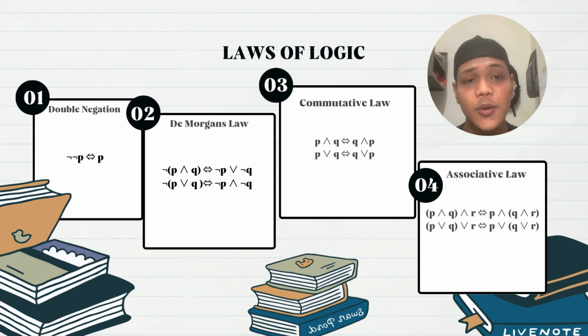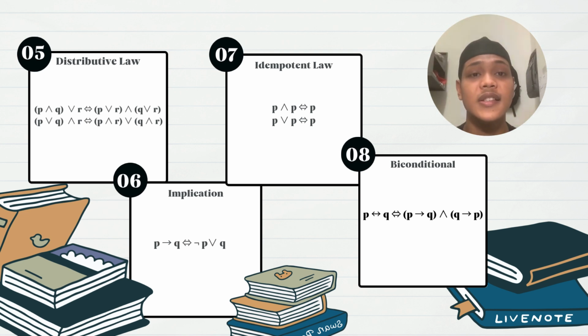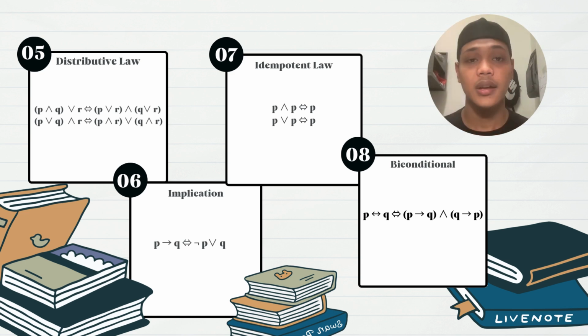Grouping P and Q, then R, is the same as grouping Q and R first. Okay, next, distributive law: AND is distributive over OR, and OR is distributive over AND. Like in math, P and (Q or R) is the same as (P and Q) or (P and R). For the next, implication: P implies Q is the same as not P or Q.